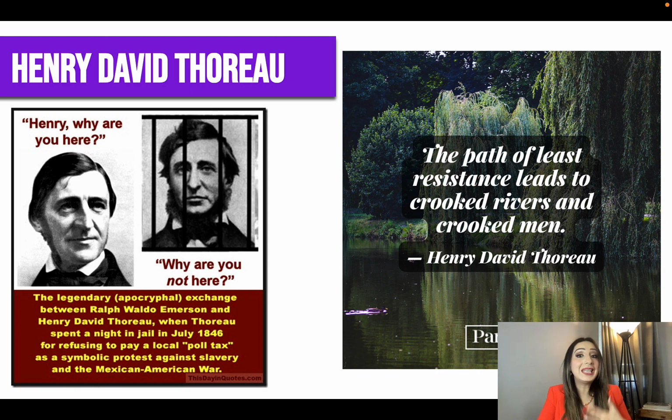So the way he fought against slavery was through civil disobedience, meaning he chose not to pay those taxes. He was even put in jail for a night because he refused to pay those taxes that would support the U.S.-Mexican War and eventually lead to the spread of slavery. So again, this is Henry David Thoreau, civil disobedience.